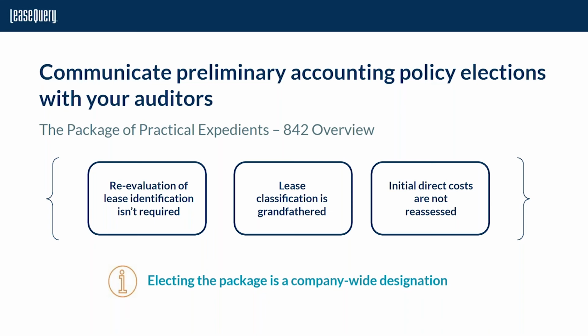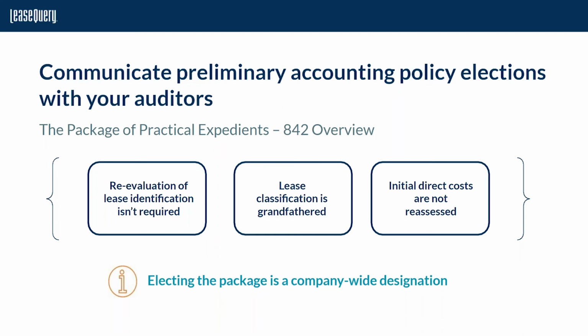Practical expedients are elections allowed within the guidance to make adoption of the guidance easier. The ones you're most likely to hear about are the package of practical expedients. These are 3 expedients for transition that must be elected all together in a package. They are 1, electing not to reevaluate your contracts for a lease. 2, electing not to reevaluate the lease classification you determined under ASC 840. And 3, electing not to revisit initial direct costs identified under ASC 840.